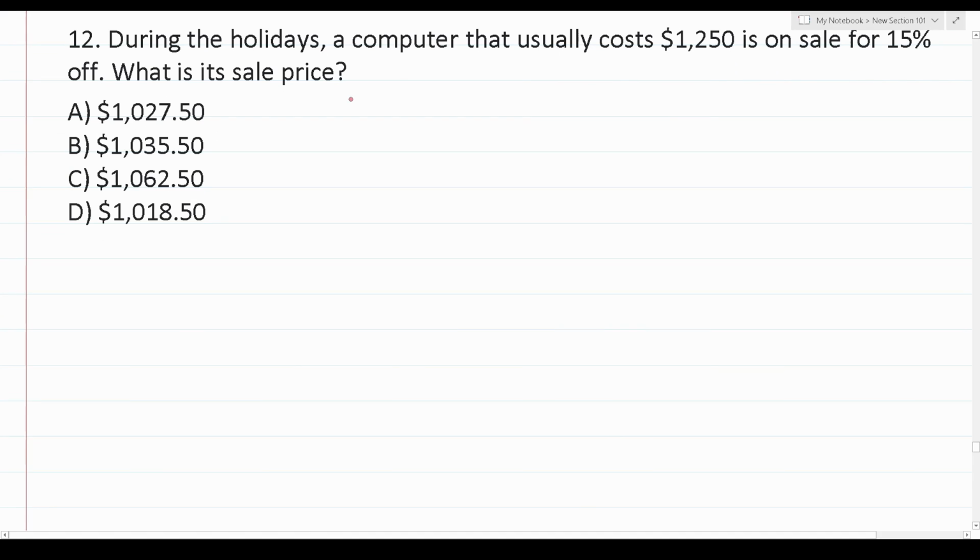Number 12 says, during the holidays, a computer that usually cost $1,250 is on sale for 15% off. What is its sales price?